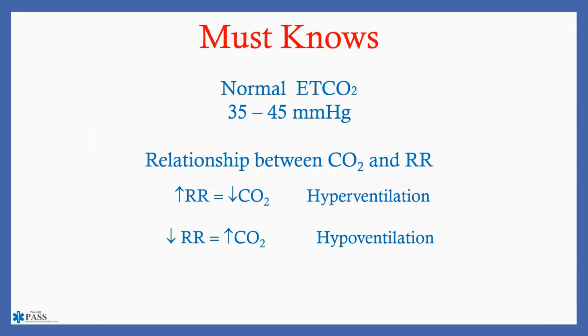All right, so some must knows. Normal end-tidal CO2, 35 to 45. Remember, this is an inverse relationship. As my respiratory rate goes up, my CO2 level goes down. That's hyperventilation. So if you're hyperventilating, you're breathing too quickly, your CO2 is going to be low. If I'm hypoventilating, an example of this would be your patient on an opioid, narcotic overdose type situation. They are respiratorily depressed. Their respiratory rate is down. Their end-tidal CO2 is going to be up.